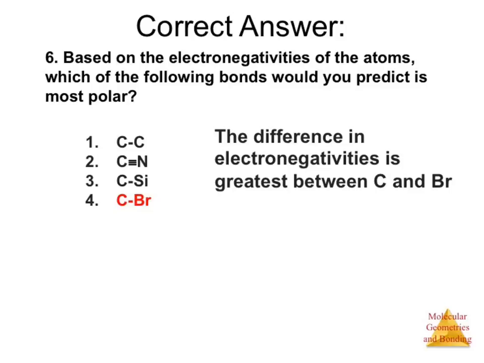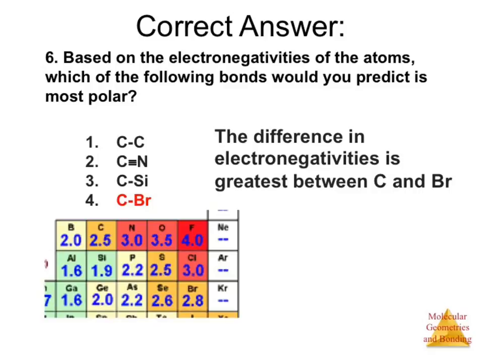This is a fun one. Based on the electronegativities of the atoms, which of the following bonds would you predict to be the most polar? How many of you guessed this answer? Carbon bromine. How many of you guessed the carbon nitrogen triple bond? I guessed the carbon nitrogen triple bond. How many of you guessed number 3, the carbon silicon bond? Nobody. Fascinating. Guess which one has the largest difference?